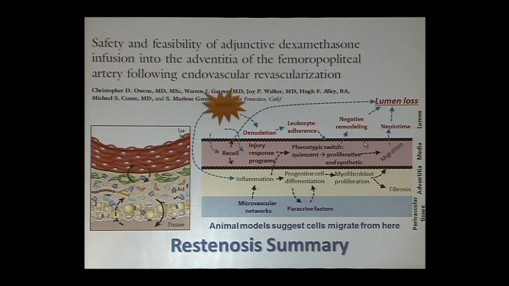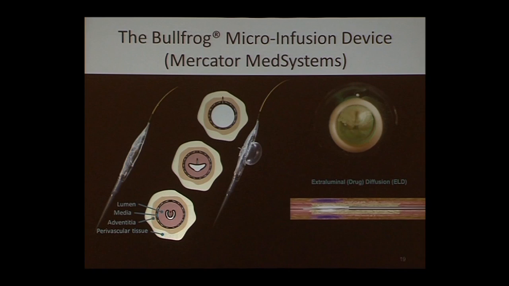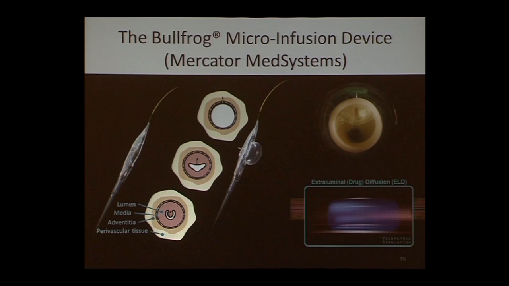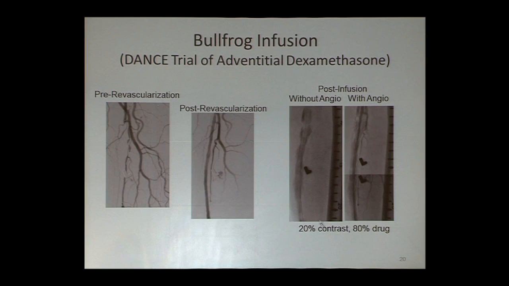We use a catheter from Mercator MedSystems. It's a microinfusion catheter. It has two ports, one for the balloon that causes a backwards pressure that pushes the needle up to the blood vessel, and one port that actually injects a dilute contrast of whatever drug you want to try, and contrast so that you can see it visually on fluoroscopy. And this is what it looks like on fluoroscopy. This is not an angiogram over here on the right side. This is actually just the dexamethasone with the adventitial infusion across the whole blood vessel. And then, of course, this is the angiogram right here.